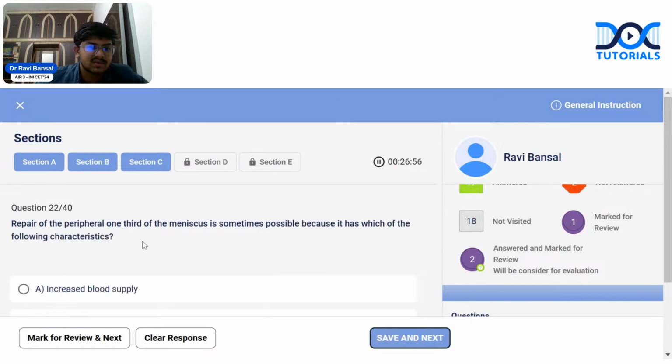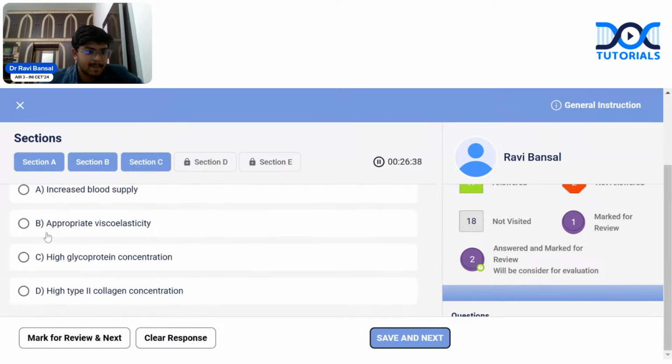So direct PYQ question. Repair of the peripheral one third of the meniscus is sometimes possible because it has the following characteristic. So like meniscus, when we do meniscography, in the center there is a white part, no blood supply, and in the periphery there is a red part. So there is increased blood supply. So sometimes we can repair. So I think it is increased blood supply. It is called the red zone of the meniscus.